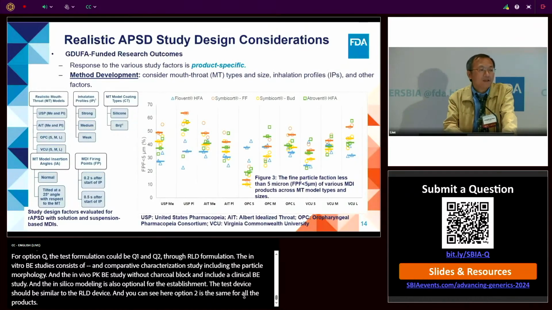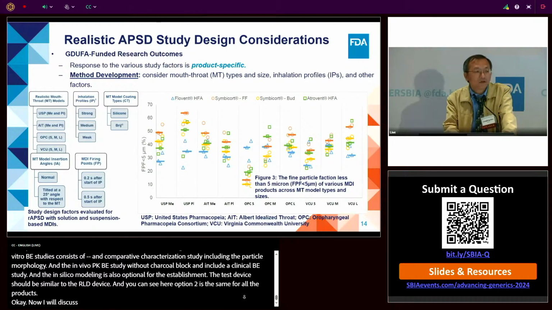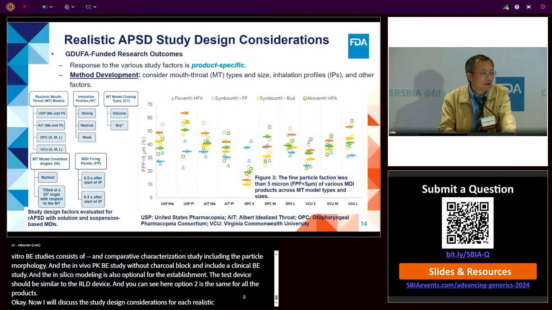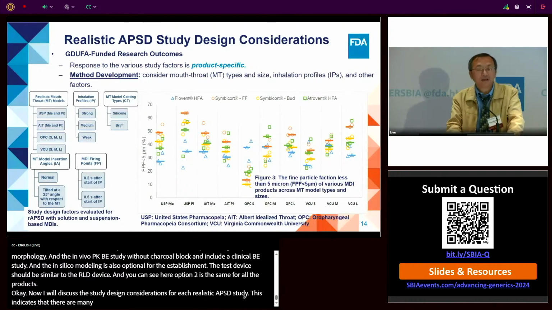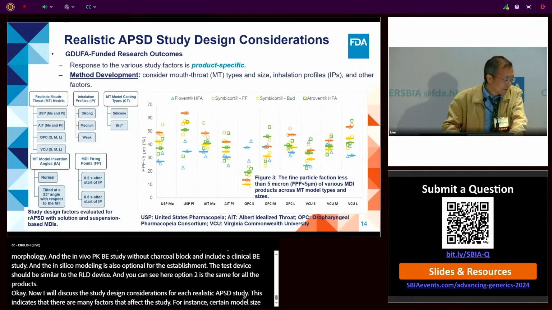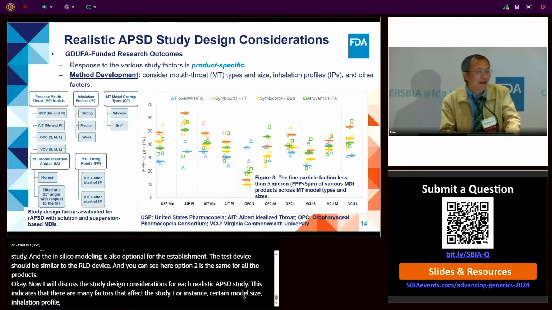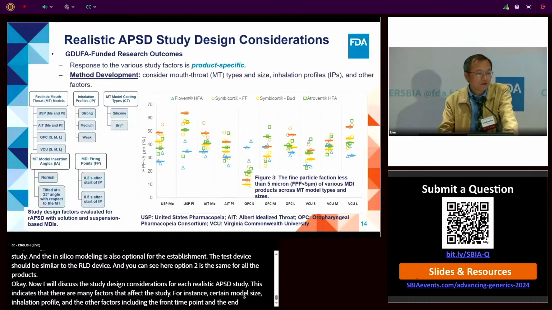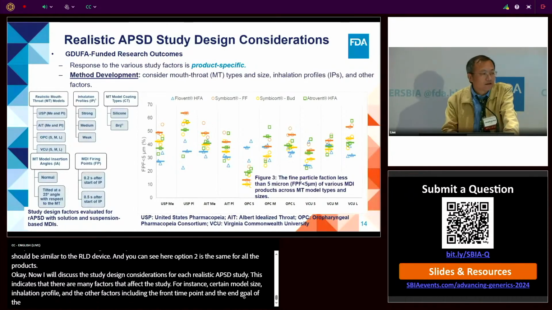Okay, now I will discuss the study design considerations for each alternative BE study. The GDUFA funded research outcome indicated that there are many factors that affect the APSD study, for example, the mouth-throat model size, the inhalation profile, and other factors including the filing time point and the angle of the mouth-throat model insertion. We also noticed that the response to the various study factors is product specific.